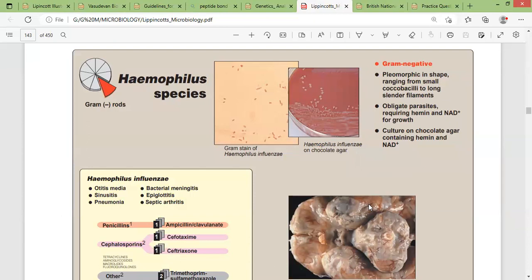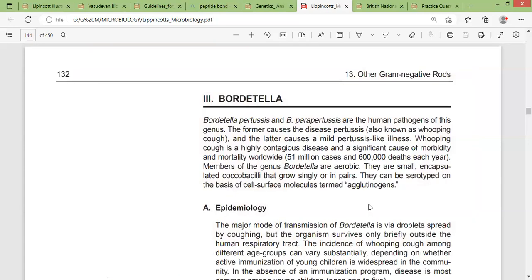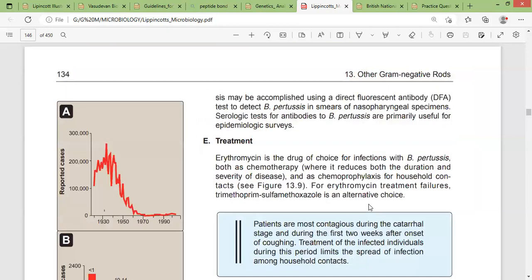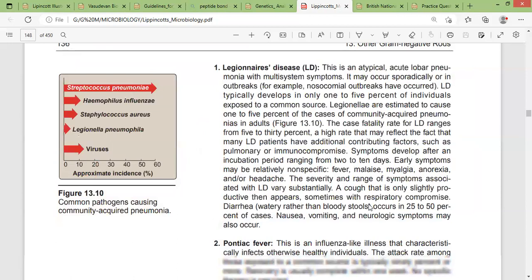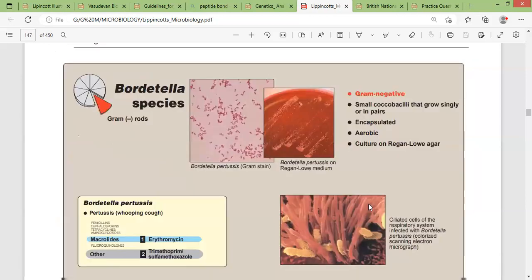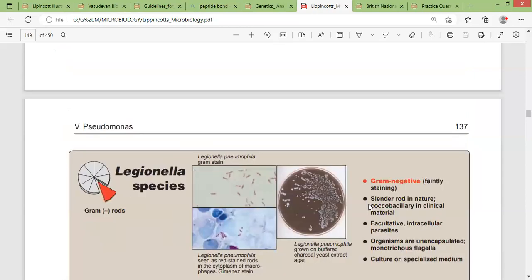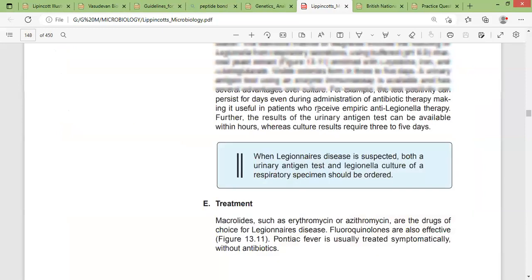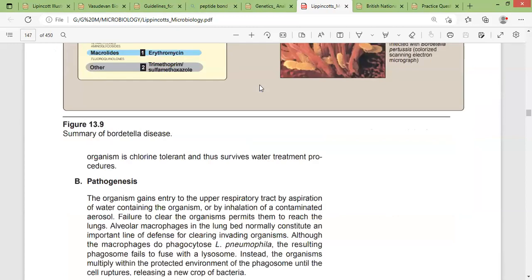Looking at Legionella pneumophila. Something unique about Legionella, or this Legionella family, that we'll also see with the Chlamydia family, is that these are one of the few bacteria that are intracellular parasites. They want to go inside the cell.